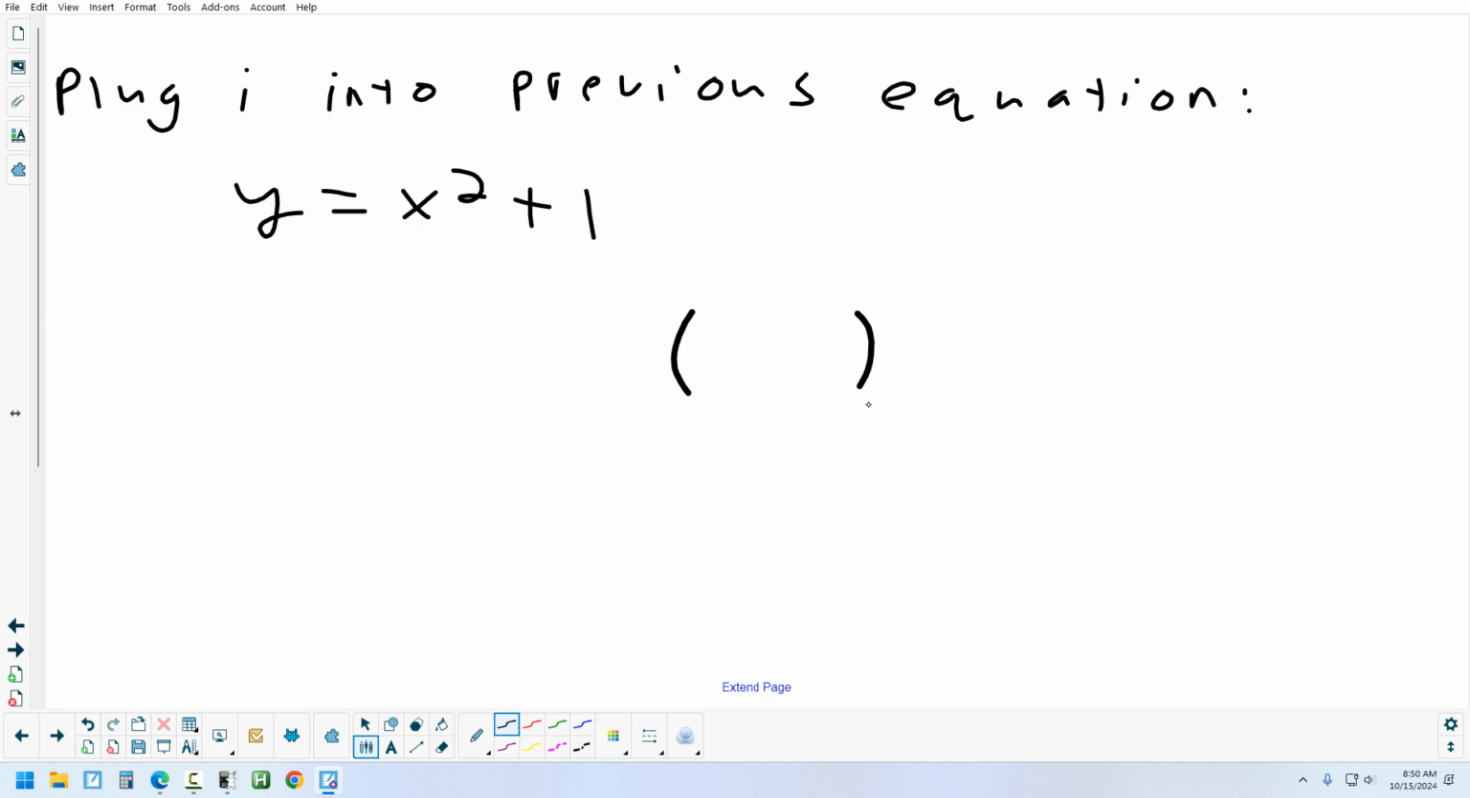So think about if 3 was a root, you'd plug it into the factor x minus 3. So what if i is a root? Plug into x squared plus 1. But we want it as a factor. Oh, as a factor. Yep. x plus i and x minus i.